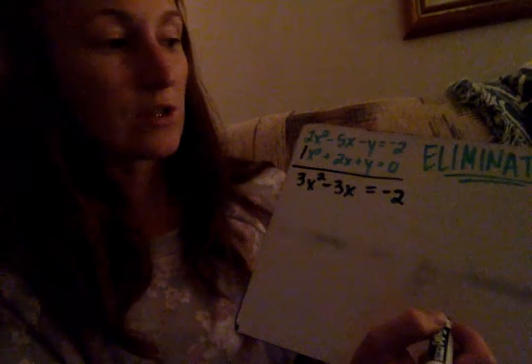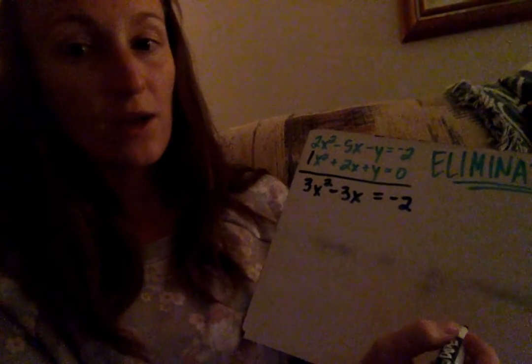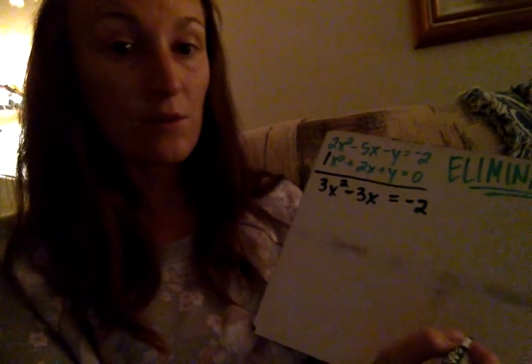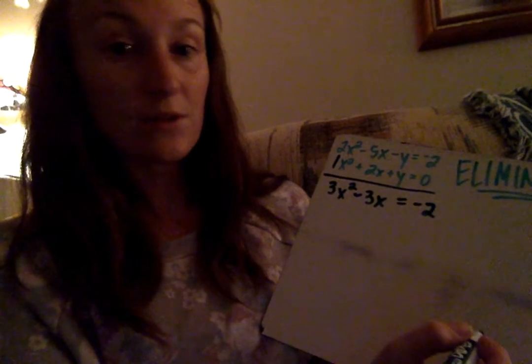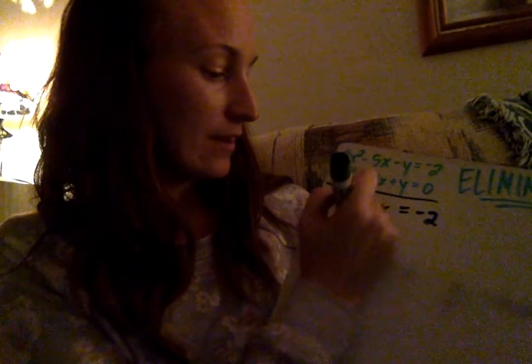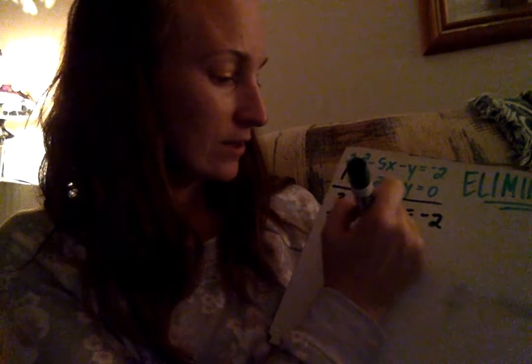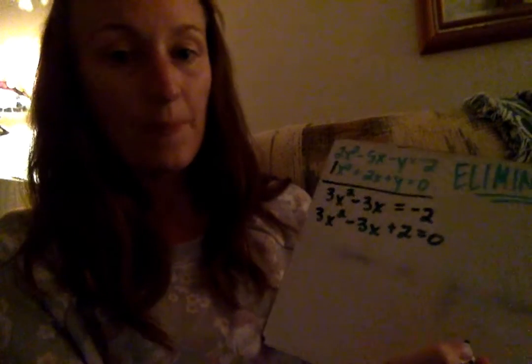Now that my equation is in quadratic form, I can go ahead and use one of those methods that we learned before. First thing I would do, remember, is set it equal to 0. So I want to bring that 2 over. If I bring my 2 over, I'm going to end up adding it. So I still have 3x squared minus 3x plus 2 equals 0.